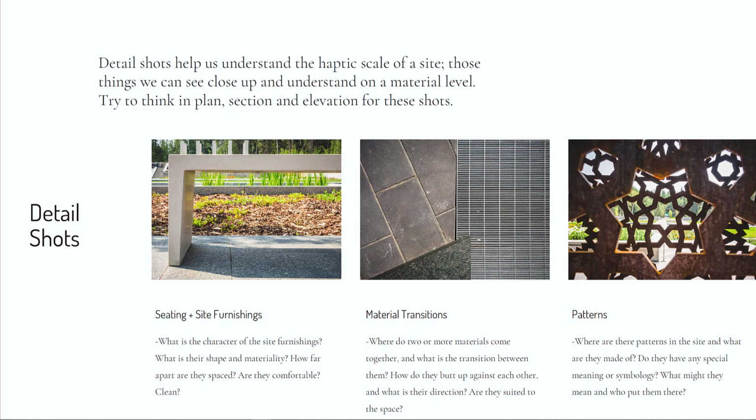Finally, we can look for patterns. Looking for patterns on a site is helpful because they kind of give us clues about what the site is used for and the importance or cultural meaning of a site. So if there are patterns on the site, what are they made of? Do they have any special meanings or symbology? And what might they mean, and who has put them there? There are things like natural patterns, there are man-made patterns. Keep your eye out for these.